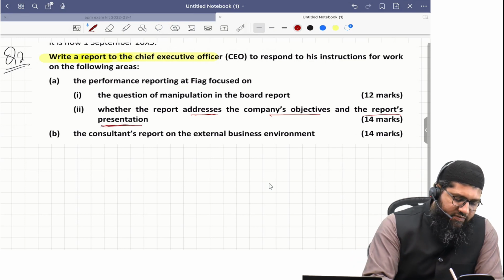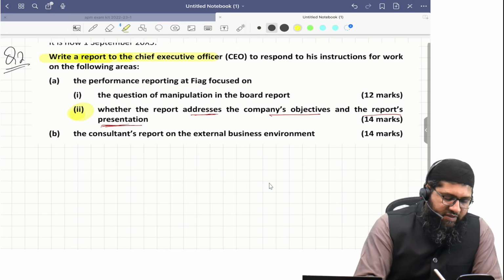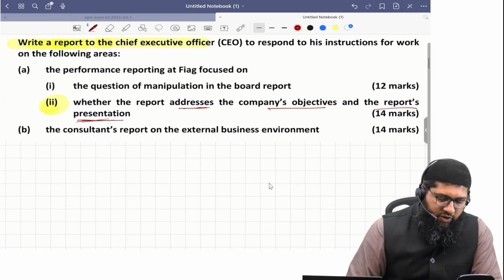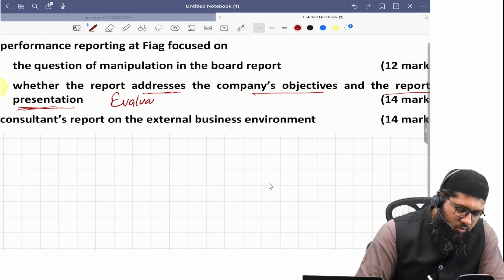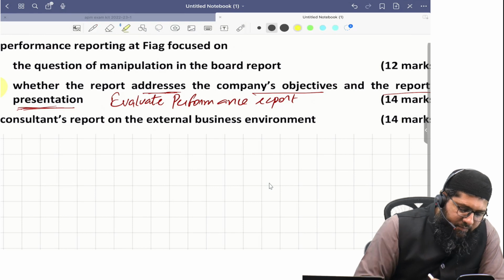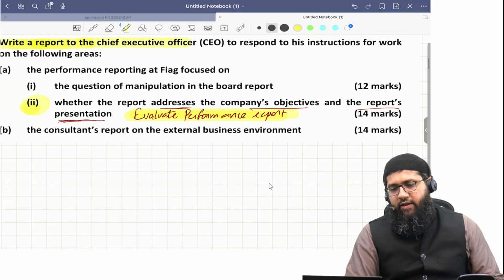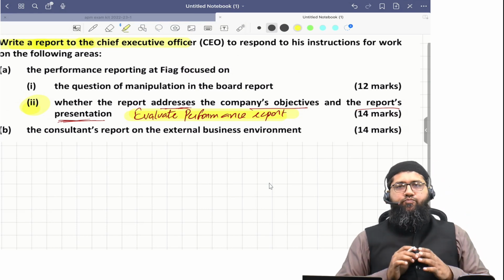Now, see, this is a specific part of the question, which is part 2 of the question. This part is simply an evaluation of the performance report, right? This second part is simply an evaluation of the performance report.